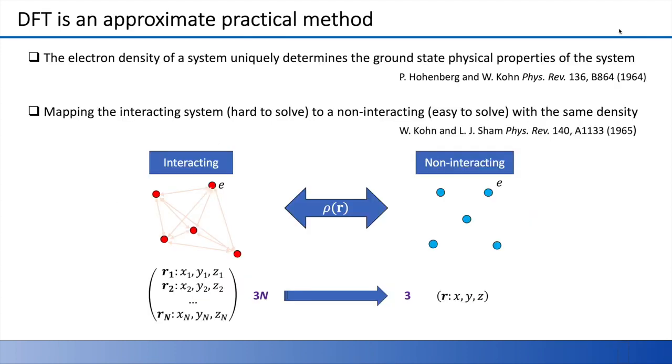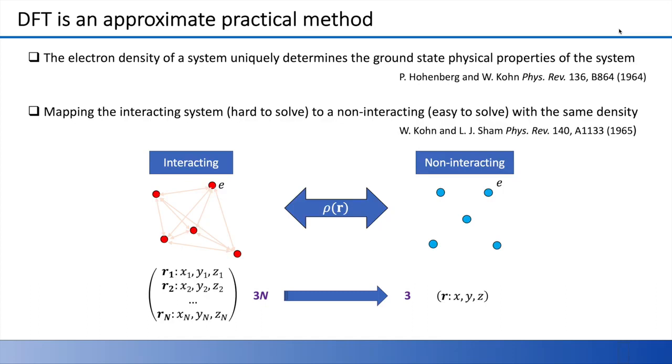Density functional theory is a great approximate practical method which allowed us to avoid solving the complicated many electron Schrödinger equation. In 1964, Hohenberg and Kohn proved that the electron density of a system uniquely determines the system's ground state physical properties. So it would be great if we can find a system that gives the same electron density and at the same time is easier to solve.